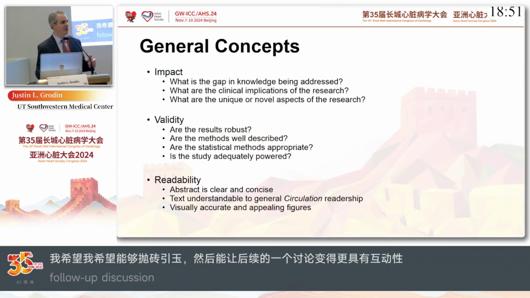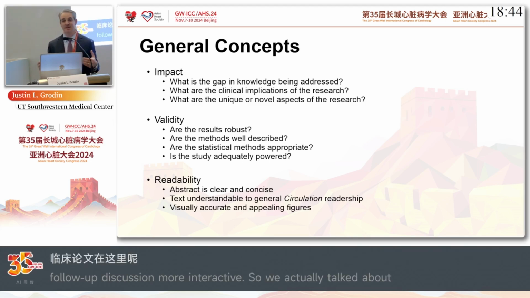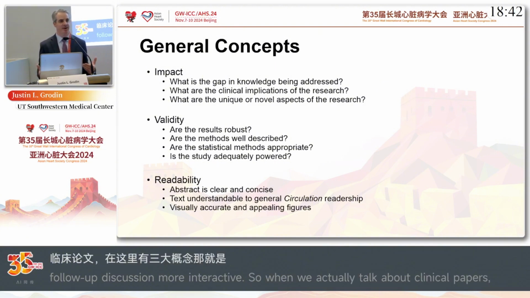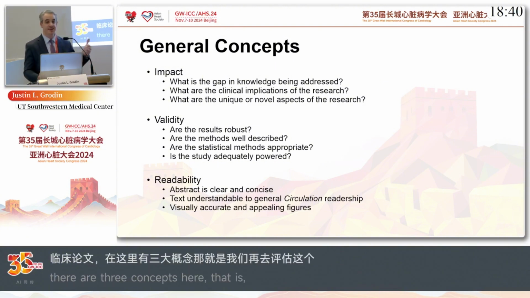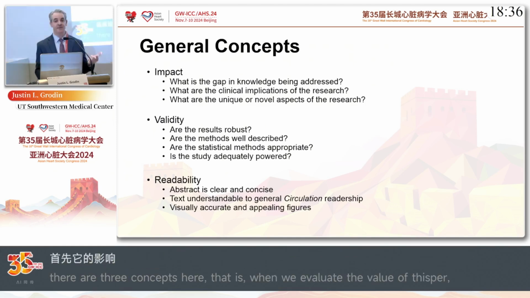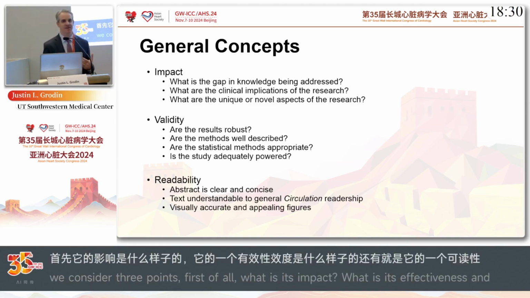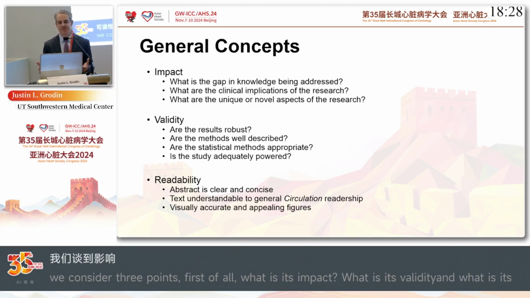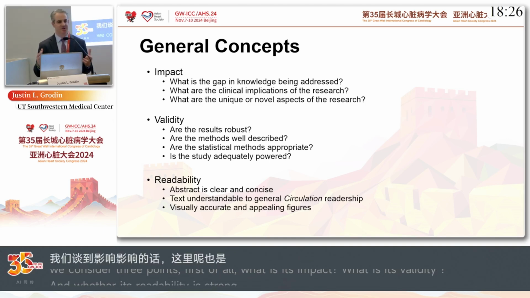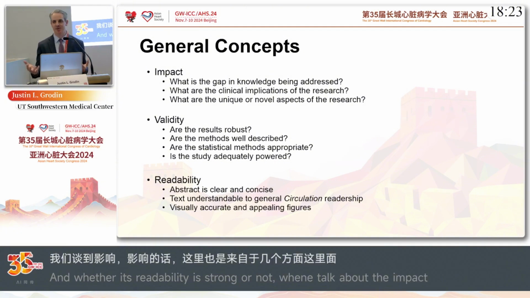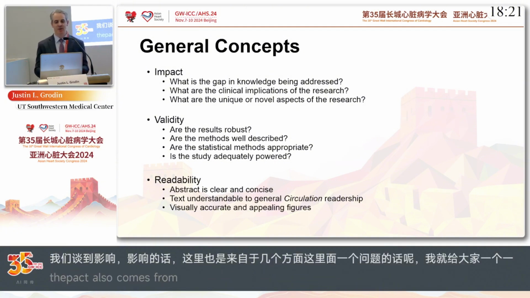So when we're looking at clinical papers, we have really 3 general concepts that we look at when we're assessing the value of a paper. So those are, what is the paper's impact? What is its validity? And then very simply, what is the degree of readability? So now when we're talking about impact, that comes in several different flavors. And I'm going to go through each of these questions, at least how we think about it on the editorial board. So the first is, what is the knowledge gap?